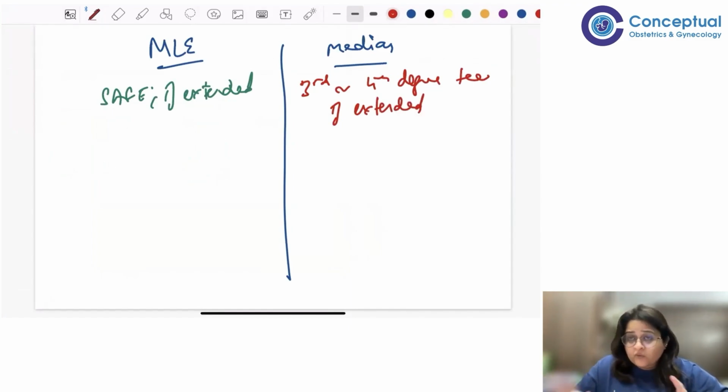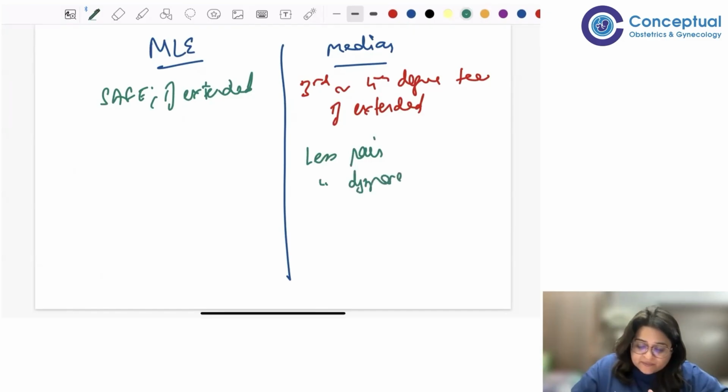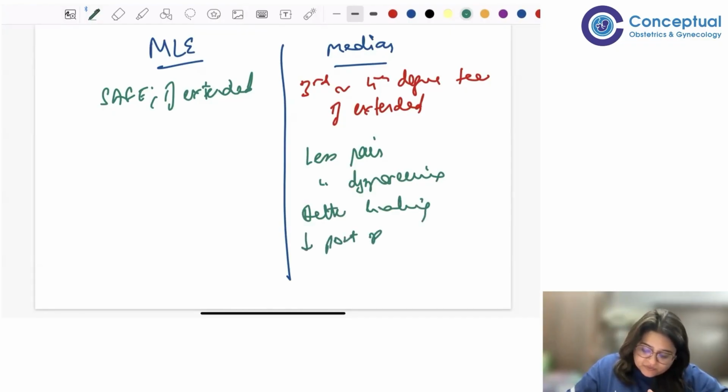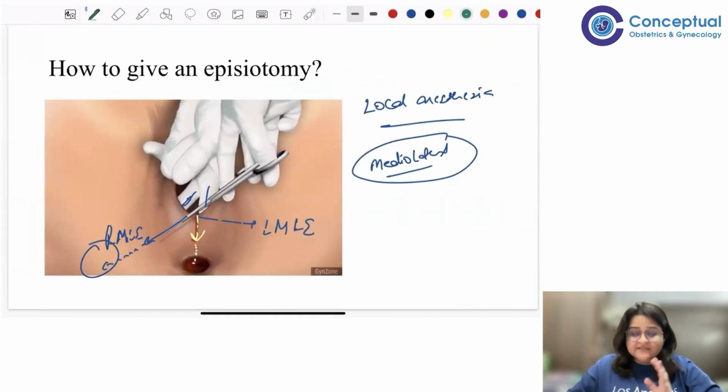But if you look at all others, a median is better. Why? A median episiotomy is going to have less pain, less dyspareunia later on, better healing, less post-op wound complications like dehiscence and infection. Why? Because it's a symmetrical cut. You're going straight on. It's very easy to suture a median episiotomy.